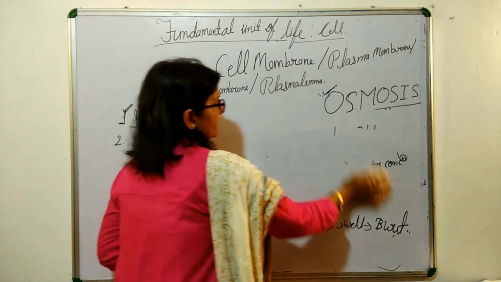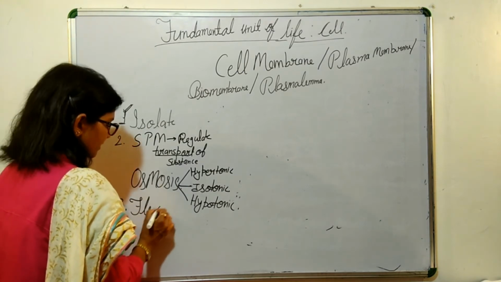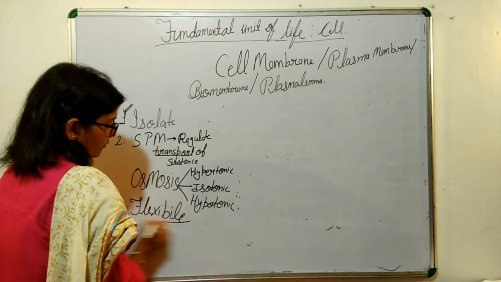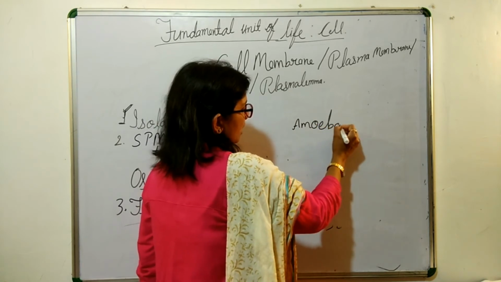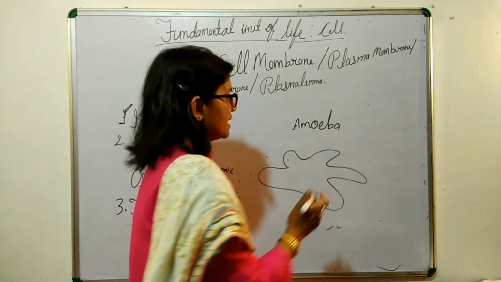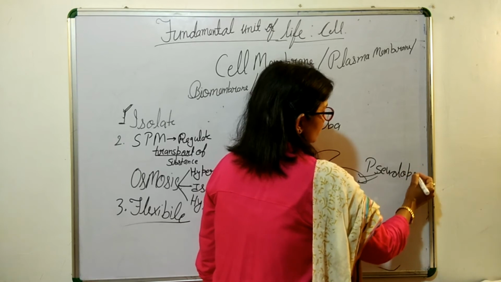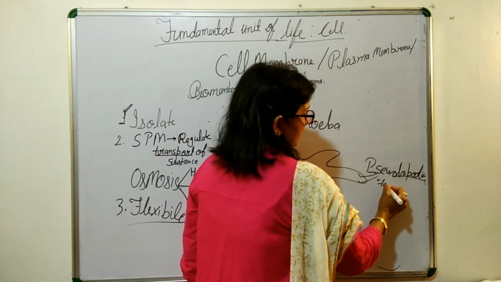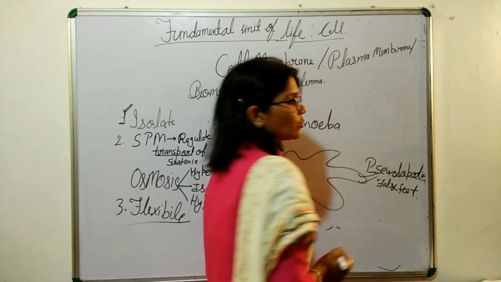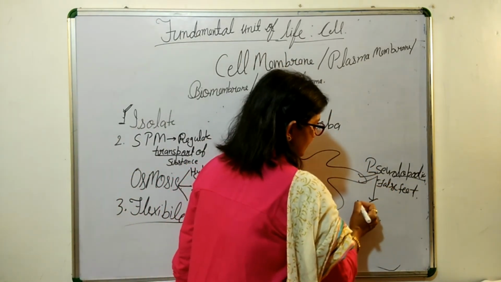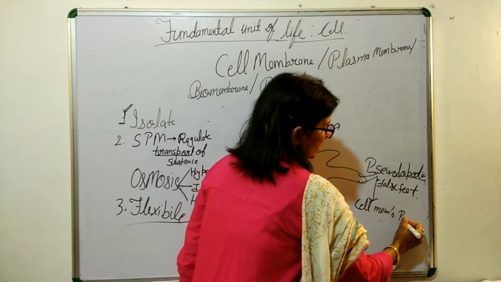Now the third very important thing about the cell membrane is its flexibility. This structure is very flexible. Due to its flexibility, I am giving you an example of amoeba. It has something like this structure. These are the pseudopodia. As I have told you earlier, pseudopodia means false feet. They can appear and disappear depending upon the situation. What are these? These are nothing but cell membrane projections.